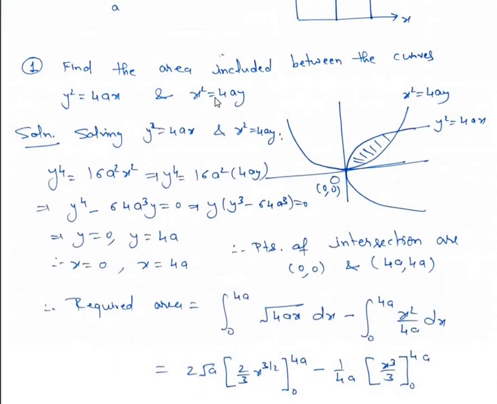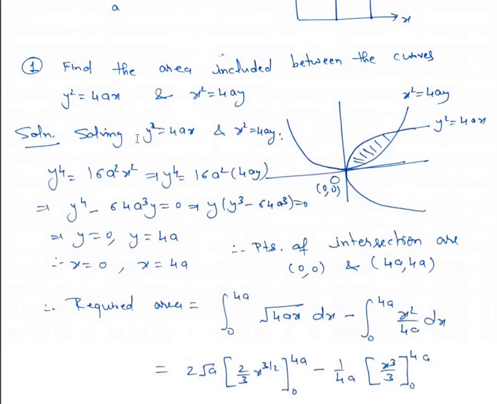Let's find out the area included between the curves y square is equal to 4ax and x square is equal to 4ay. So y square is equal to 4ax, this parabola, vertex is (0, 0), axis is x-axis, and x square is equal to 4ay is this parabola, vertex is (0, 0), and axis is y-axis.